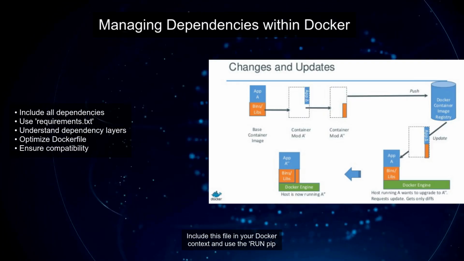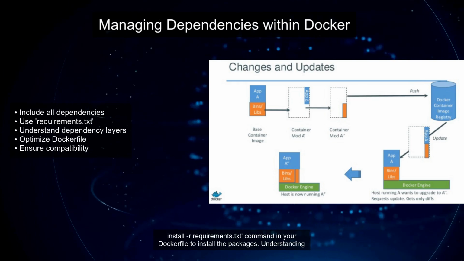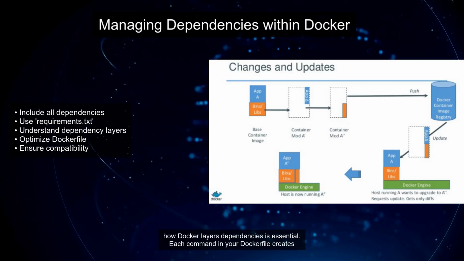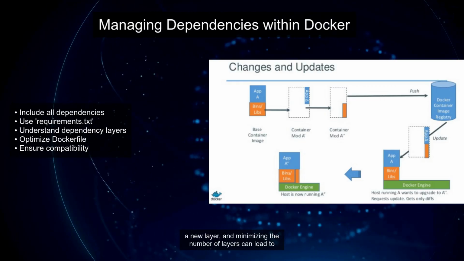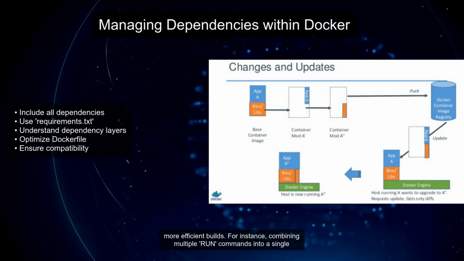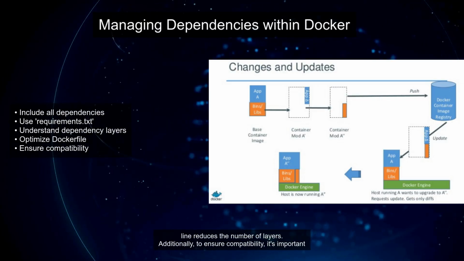Include this file in your Docker context and use the RUN pip install -r requirements.txt command in your Dockerfile to install the packages. Understanding how Docker layers dependencies is essential. Each command in your Dockerfile creates a new layer, and minimizing the number of layers can lead to more efficient builds. For instance, combining multiple RUN commands into a single line reduces the number of layers.